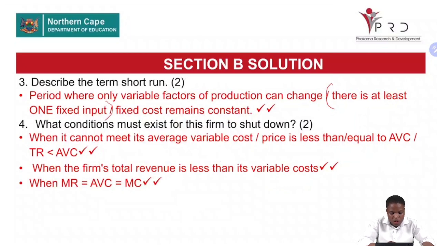When the firm's total revenue is less than its variable cost, right? When MR is equal to AVC and is equal to MC, then you shut down. When you cannot cover the average variable cost, that's only when you can shut down. So if you have said that the business will only shut down when they cannot cover the average variable cost, you are correct.